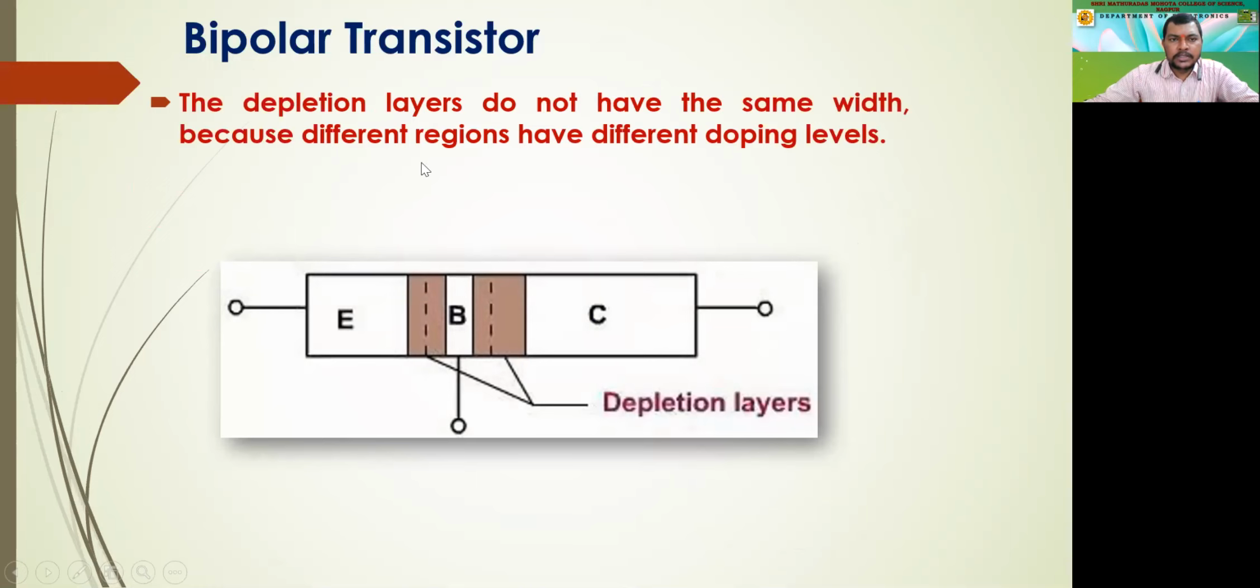So we have these depletion layers, but due to the different doping concentrations, we have different widths of both the junctions. The emitter-base junction has slightly less width, and the base-collector junction has a higher width compared to the emitter-base junction.